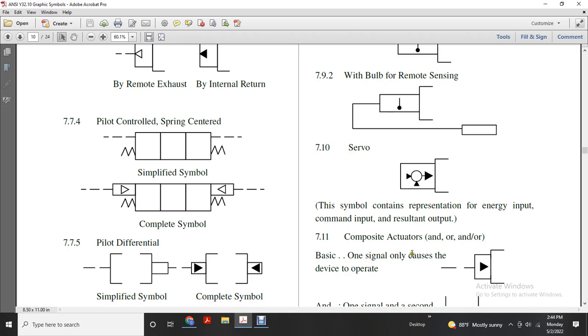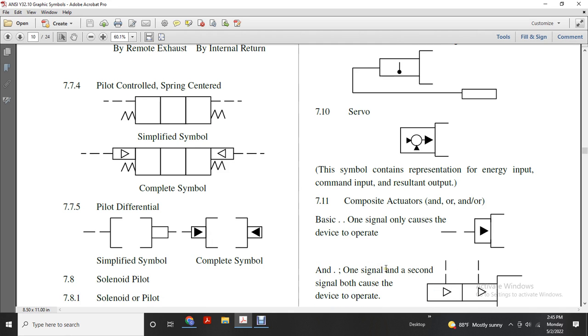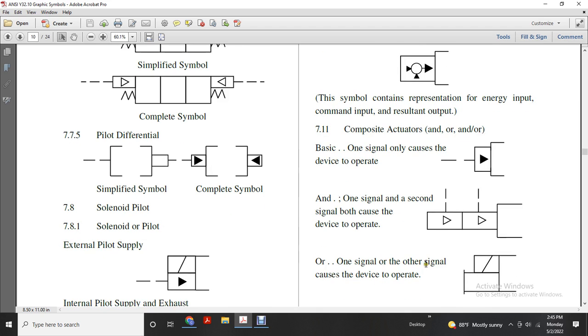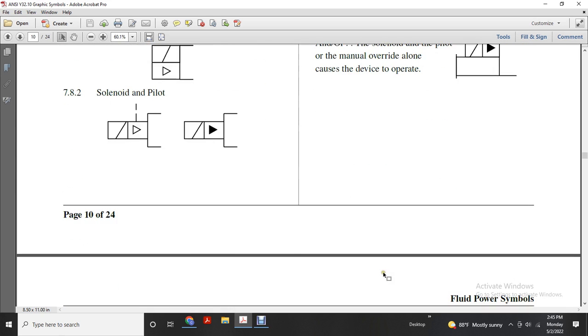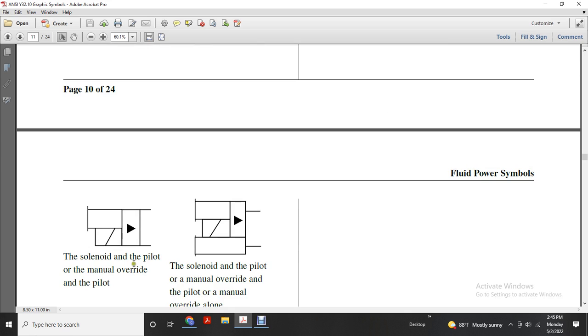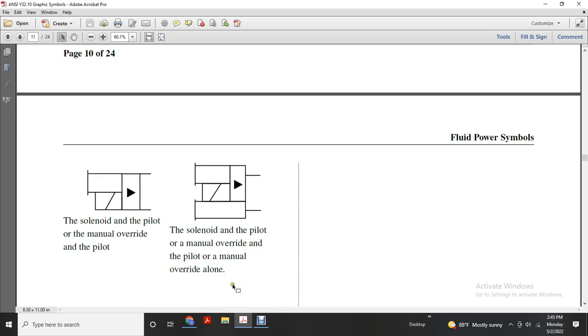And/or basic: one symbol only causes the device to operate, one signal and a second signal both cause the device to operate, one signal or the other signal causes the device to operate, or solenoid or pilot, manual override alone causes the device to operate. Solenoid and the pilot, manual override the pilot. Solenoid and the pilot, manual override the pilot, or manual override alone.